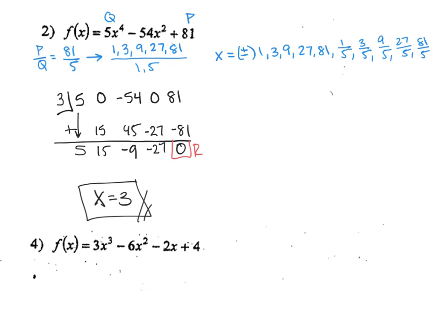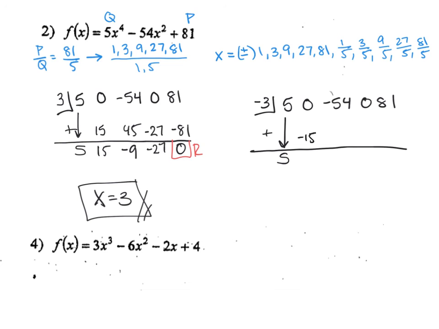But what if that's not the one you found? You may have found negative 3. So if we write out all of our coefficients again, keeping in mind we need to have those spaces, and we'd bring down the 5. Again, we'll try 5 times negative 3, which is negative 15. Negative 15 plus 0 is negative 15. Negative 15 times negative 3 gives us a positive 45.